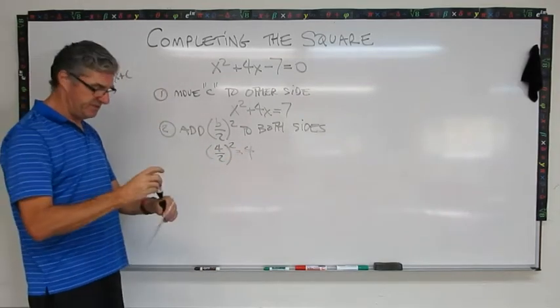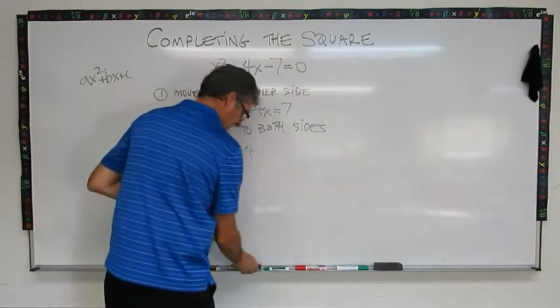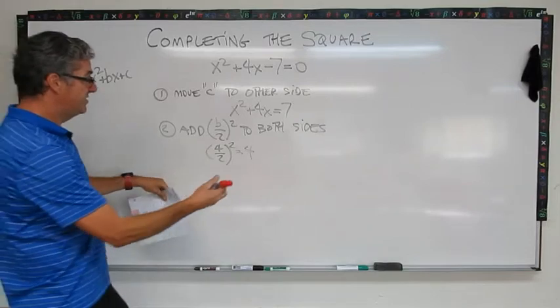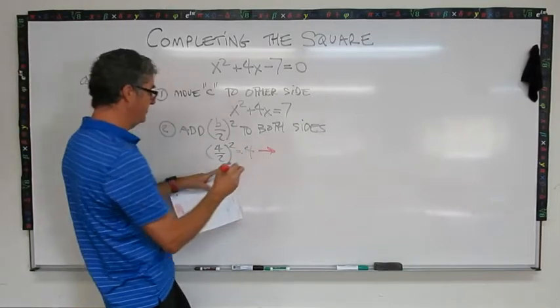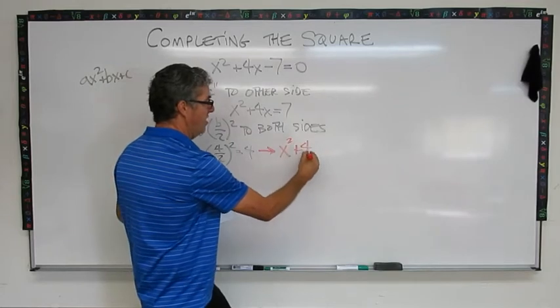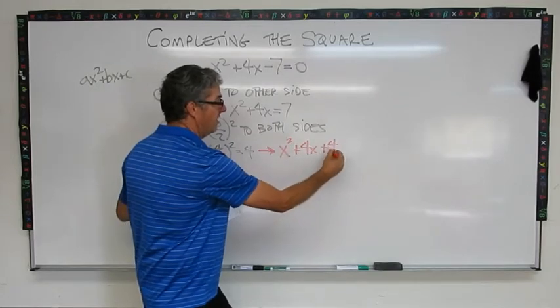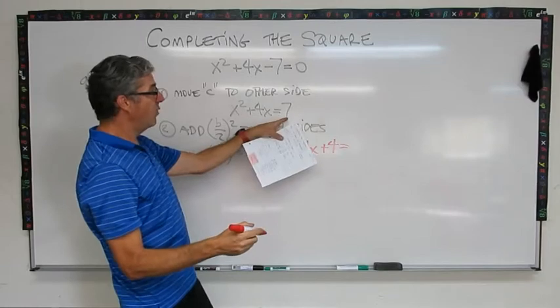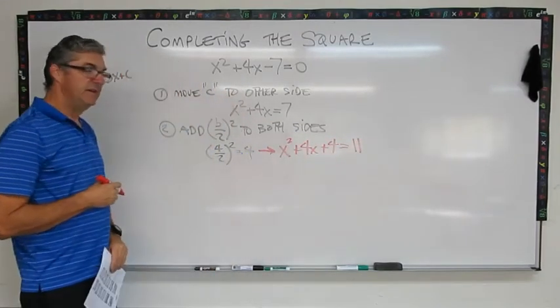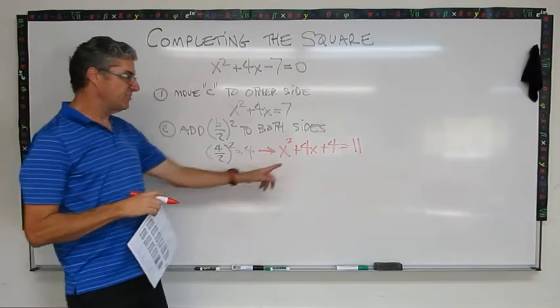I'm going to change pens. This one's kind of dying on us. Let's go to red. Now I'm going to add b over 2 squared to both sides. So now I have x squared plus 4x plus 4 equals, now I add 4 to my 7, and I have 11.